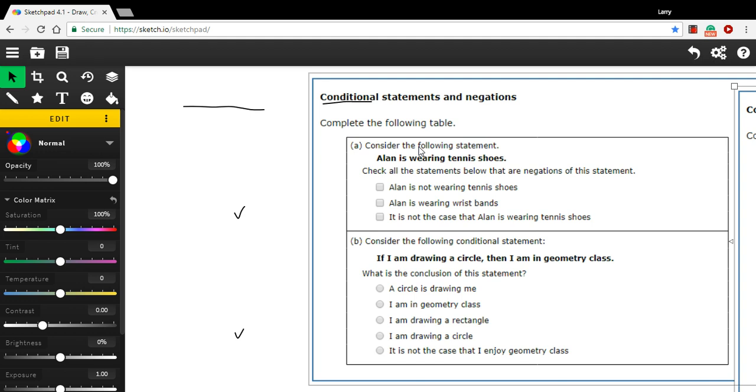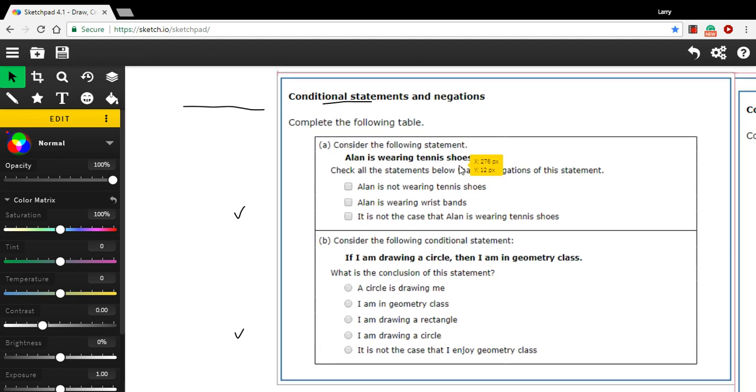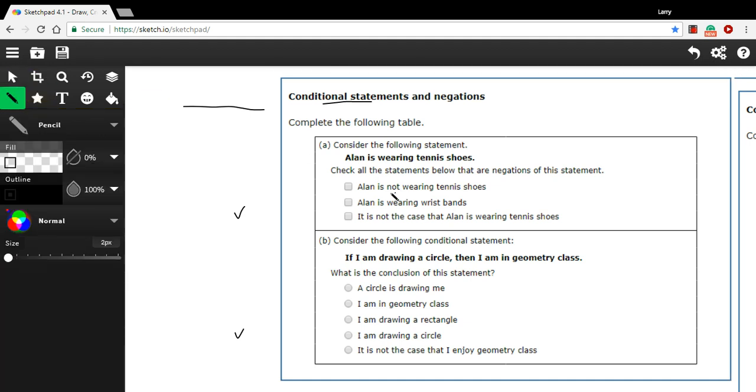All right, this next one says, Alan is wearing tennis shoes, and find the negations of this. And the first choice says Alan is not wearing tennis shoes. That is your classic negation. It's just added the word not. So if Alan is wearing tennis shoes, this one can't be true. So this looks good.